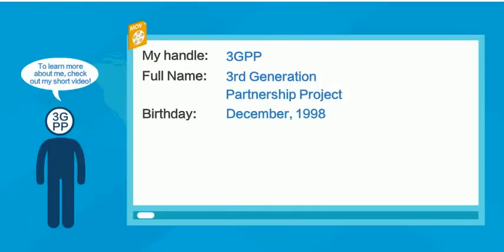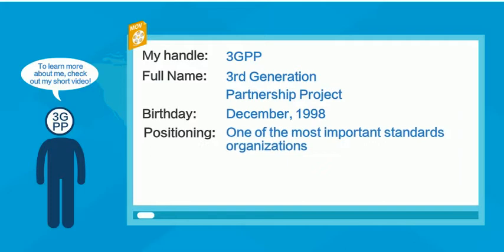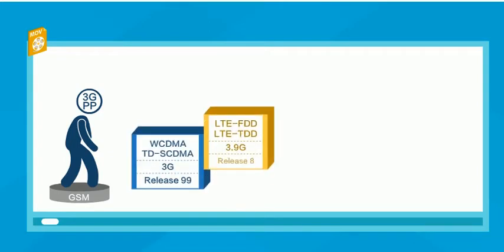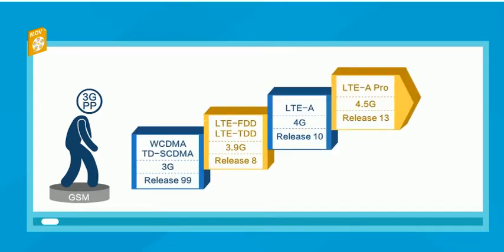3GPP is a standards organization established in December of 1998. They are one of the most important mobile communication standards organizations. Its members include regional and national standards organizations, along with major equipment vendors and telecom operators. 3GPP standards evolution started with GSM. The standards evolved from 2G to 3G, and from 4G to 4.5G. The corresponding protocols evolved from R99 to R13 and R14, and 5G standards are currently under development.